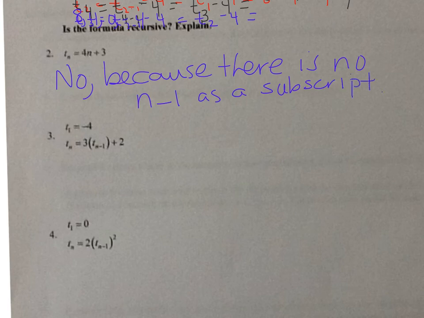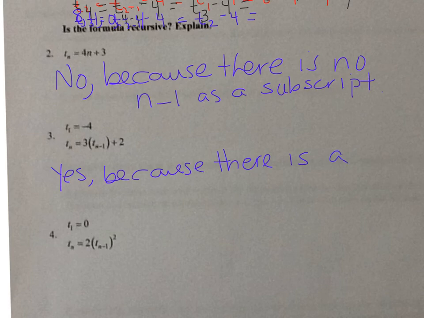All right, let's look at the next one. We have t sub 1 equals negative 4. T sub n equals 3 times t sub n minus 1. Remember I said if you see n minus 1, that means it is recursive. So this is yes, because there is a subscript of n minus 1.